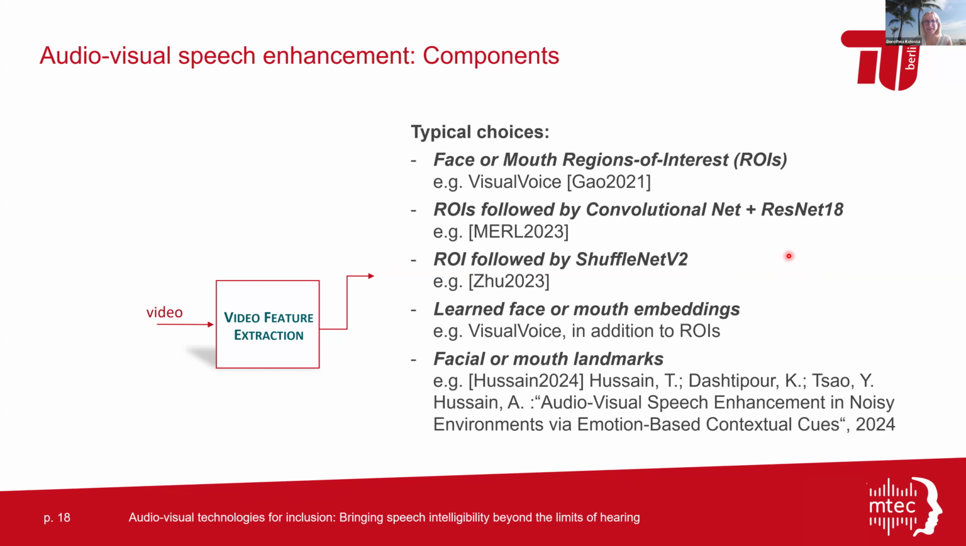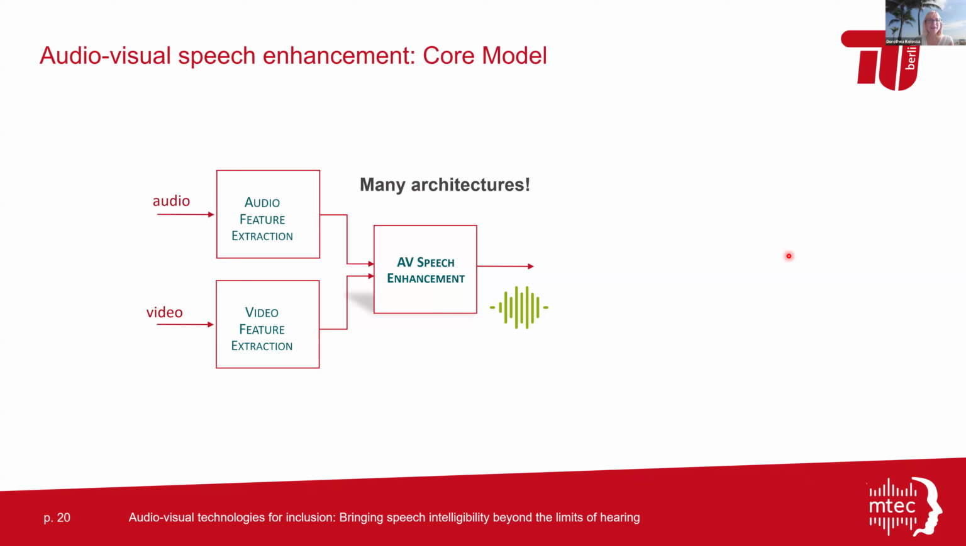And one feature that is sometimes helpful, though in our work it's been pretty inconsistent, is to use facial or mouth landmarks, where the intuition is that if you can track points on the lips, then this will really help you to get to the movement and thus to the articulator positions. And now, of course, the interesting question is what happens at the core of things.